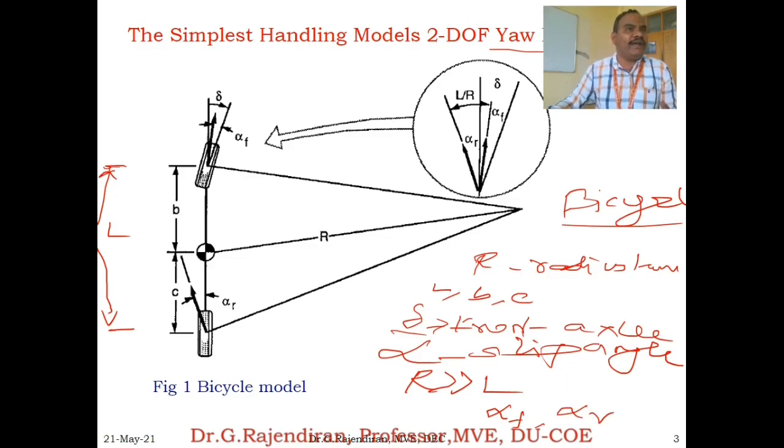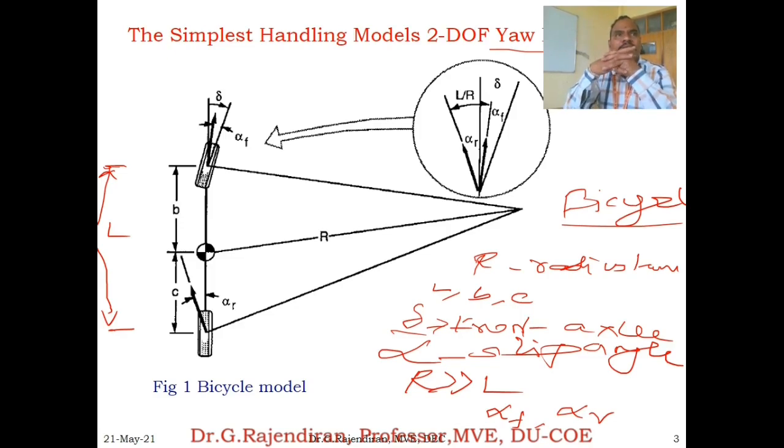Actually, if it is a four-wheel model, we have to consider alpha f inner, alpha f outer, alpha r inner, alpha r outer, the two wheels. So the slip angle between the inner and outer wheels is assumed to be the same, so that these two wheels are taken as one plane. That is why we call it a bicycle model.